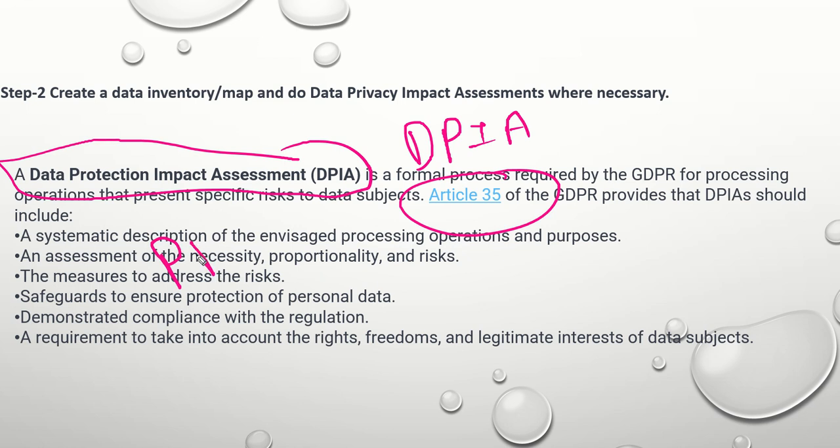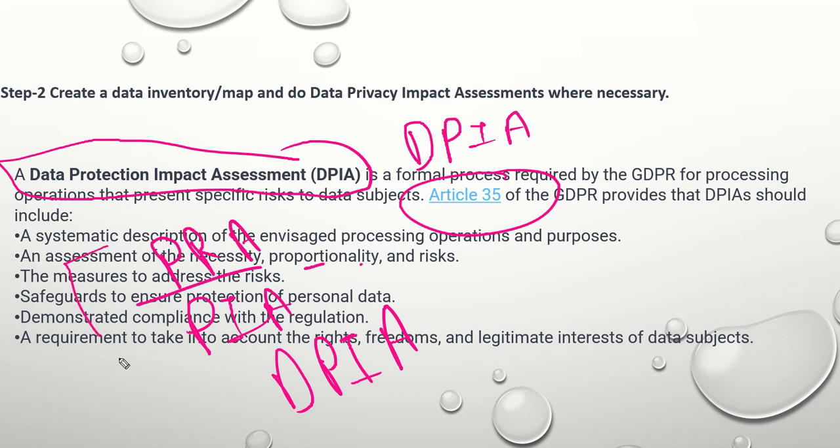Someone is calling it a PRA, which is called the privacy risk assessment. Someone is calling it a privacy risk assessment, privacy impact assessment. The names are the same: PRA, PIA, DPIA. These terms are all the same, so we need not be confused.